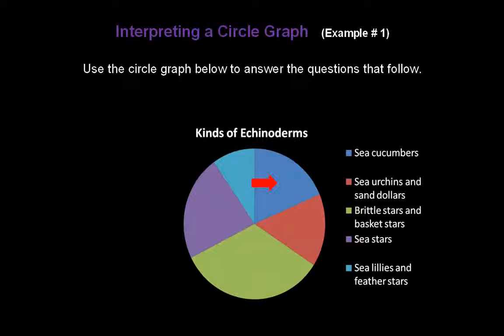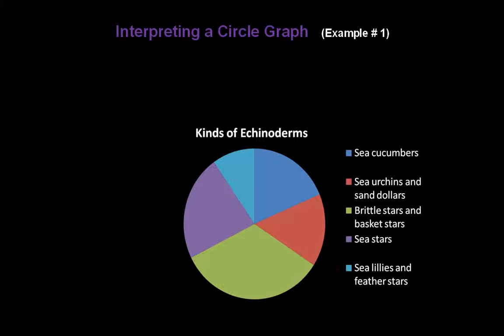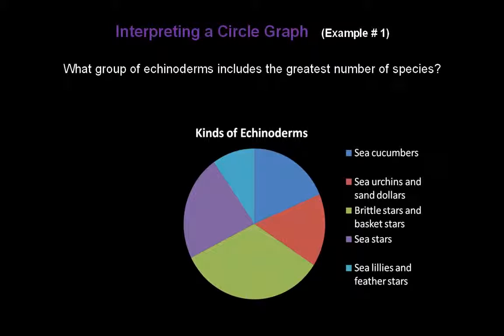Let's take a look at the different sectors. The blue sector are the sea cucumbers. The red sector are sea urchins and sand dollars. The light green sector, brittle stars and basket stars. The purple sector, sea stars. And the light blue sector, sea lilies and feather stars. Now that we understand our graph, we can answer some questions about it.